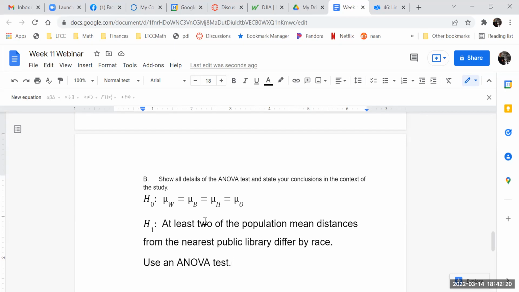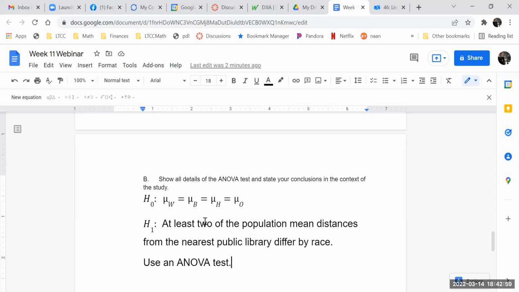So you don't have to know anything about that. All you have to know is the title, analysis of variance, and that H naught is that the means are all the same. Mu sub W equals mu sub B equals mu sub H equals mu sub O. And H1 is that at least two of the population mean distances from the nearest public library differ by race. Okay, so that's the old trust me, that it's not named analysis of variance to trick you. It's named it because in the deep mathematics, that's what they do. Any questions at all so far?